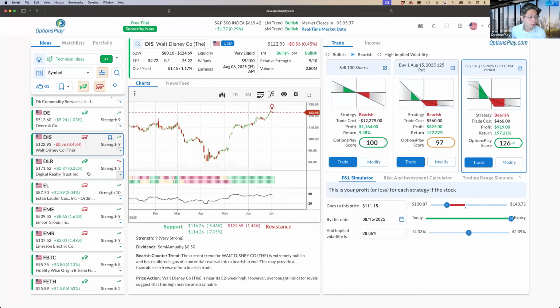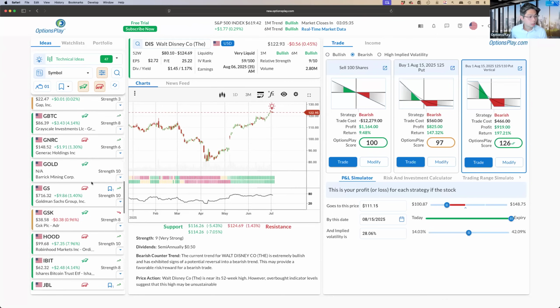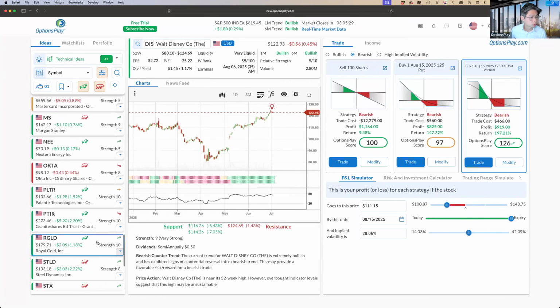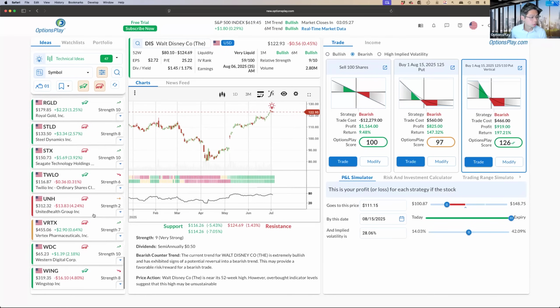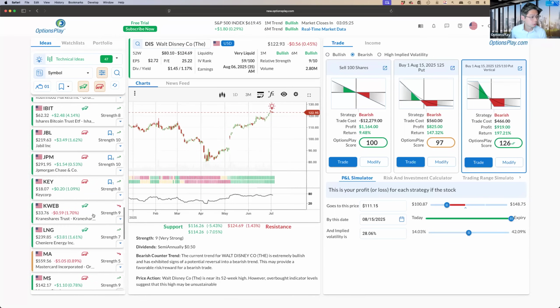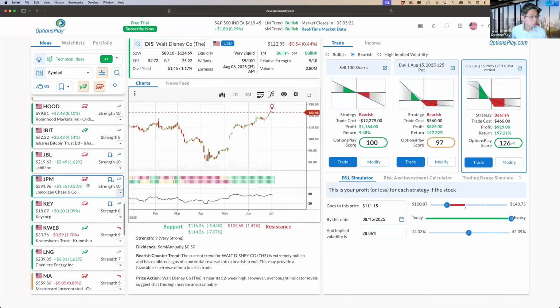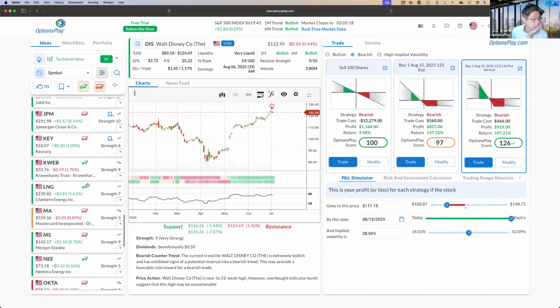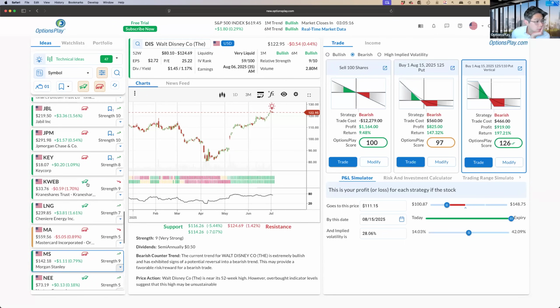So for example, if you look at something like, what's one? Is it Morgan Stanley? No. Do we have any bullish counter trend trades today? I thought there was one.